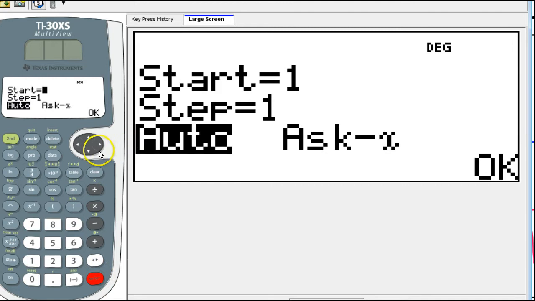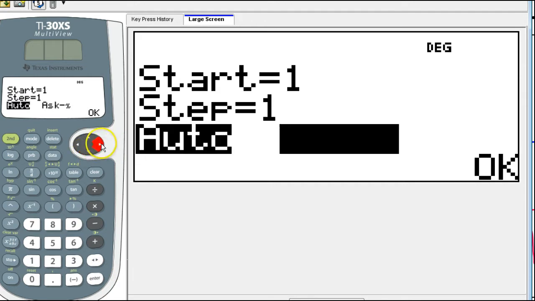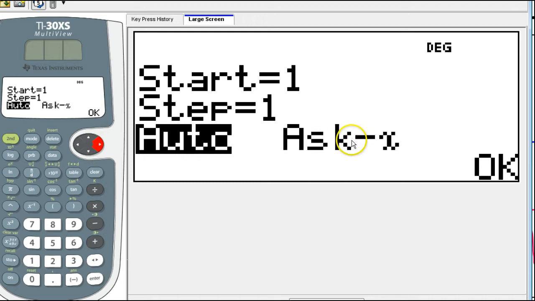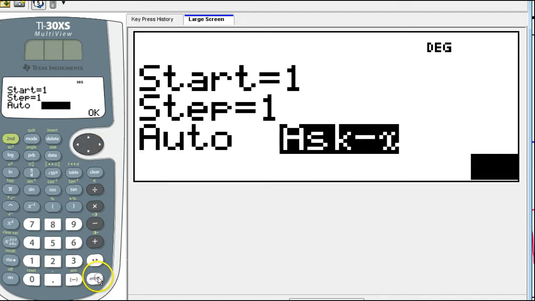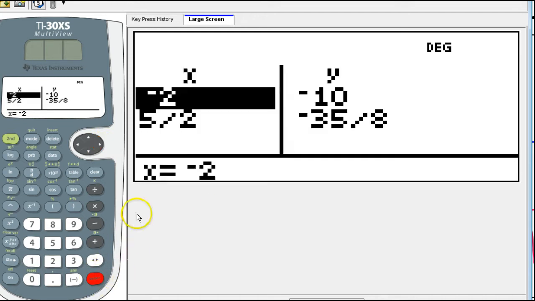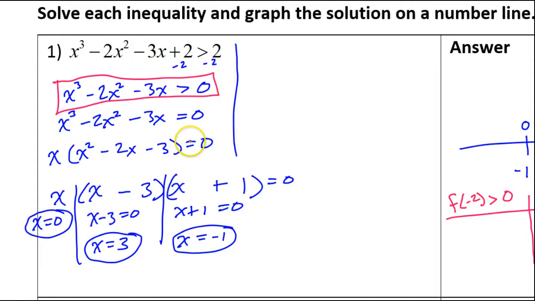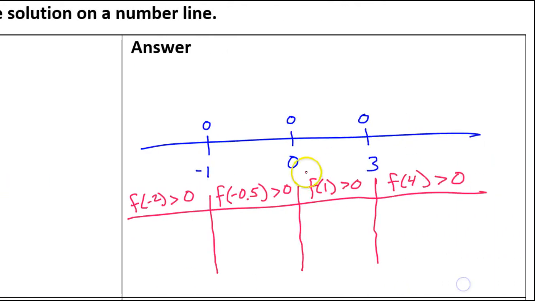Now, to evaluate the function at these test values, the easiest thing to do is to use "ask x", so I'm going to use this mode. The calculator will only hold 3 values at a time, so let's look at the first 3 values. In fact, I think I'll do 2 and 2. So first I'm going to do -2 and -0.5.